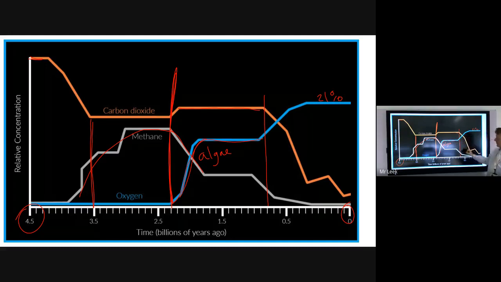Then, at a certain point, once most of the methane had gone, oxygen continued to increase and the carbon dioxide levels dropped. What you'll see at the end here, even though that's probably not appropriate, is us wrecking everything and making the carbon dioxide levels increase. Just something to be aware of.